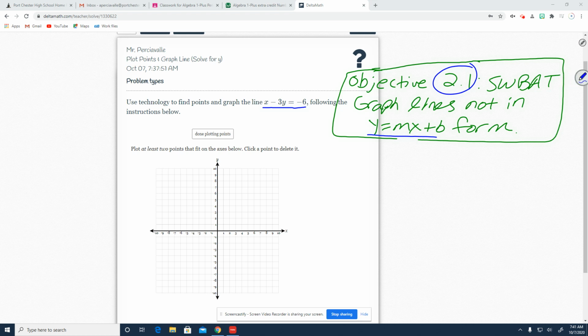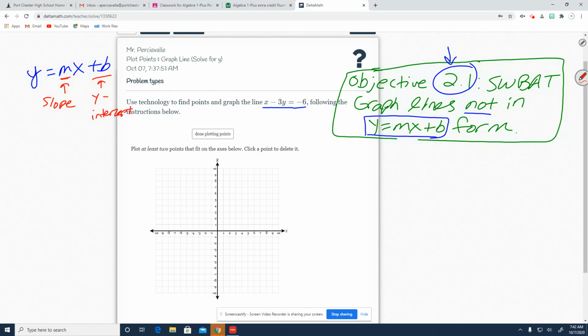Alrighty, hi everybody. Today we're going to talk about objective 2.1, which is about graphing lines not in y equals mx plus b form. Yesterday we reviewed what to do if we're graphing a line in the form y equals mx plus b. We talked about m being the slope and b being the y-intercept.